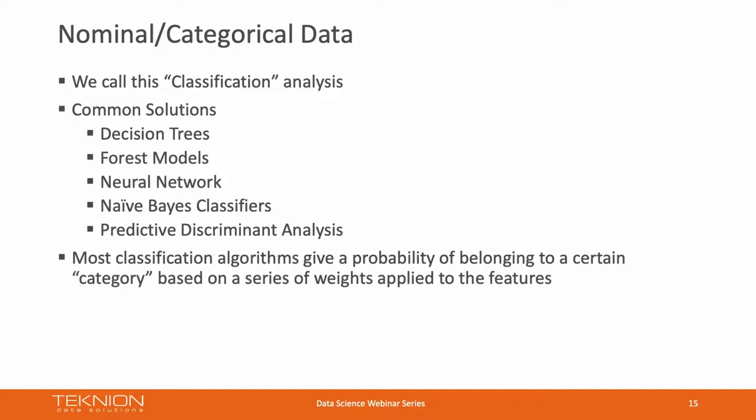Really, the goal is how do we classify each of the people in our data. We'll build that model, and after we build a model, we'll validate it. We'll see how well our model is functioning. But when we have nominal or categorical data, especially more than 2 categories, these are the types of models we're going to use: decision trees, forest models, which are really just a whole bunch of decision trees, neural networks, and then Bayes classifiers and predictive discriminant analysis.